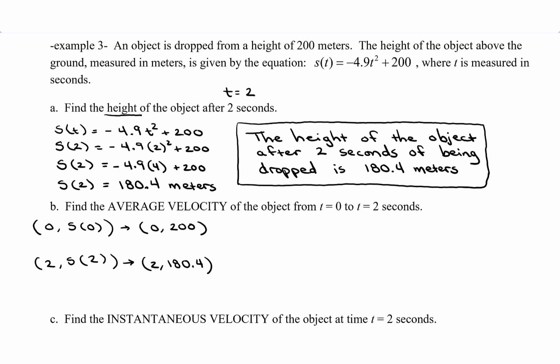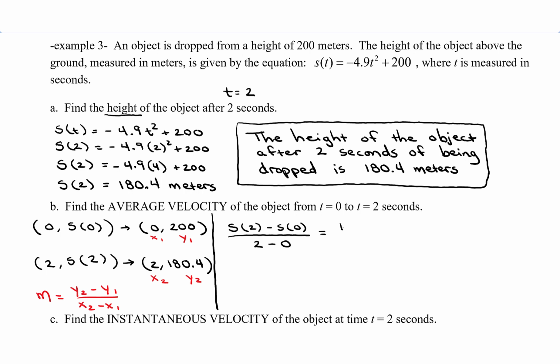I'm going to go ahead and label my ordered pairs here as x sub 1, y sub 1 for my first ordered pair, 0, 200, and I'm going to label my second ordered pair 2, 180.4 as x sub 2, y sub 2. And I'm going to be substituting into my slope formula m equals y sub 2 minus y sub 1 over x sub 2 minus x sub 1. So I'm going to begin by writing s of 2 minus s of 0 all divided by 2 minus 0.